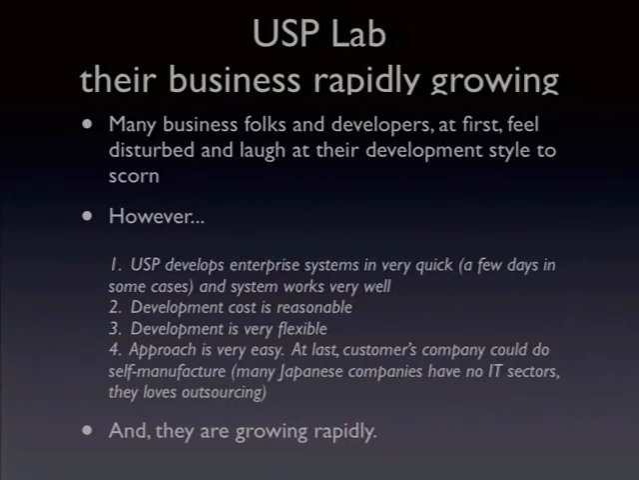However, USP develops enterprise systems very quickly. Very, very quick. A few days in some cases, and the system works very well. Surprising. And the development cost is very reasonable, very cheap. Their development is very flexible because their application code is very small, and the approach is very easy. At last, the customer's company can do self-manufacturing. First, I said many Japanese companies had no IT sector, but at last the customer has their own IT sector because development is very easy.